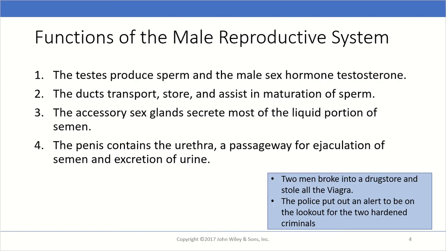Functionally, we're talking about the male reproductive system here. There are 4 main functions for the male reproductive system. The testes produce sperm as well as the male sex hormones, those androgens. The ducts transport, store, and assist in the maturation of sperm. The accessory sex glands secrete most of the fluid portion of the semen, and then the penis contains the urethra, which is a passageway for ejection of semen as well as the excretion of urine.